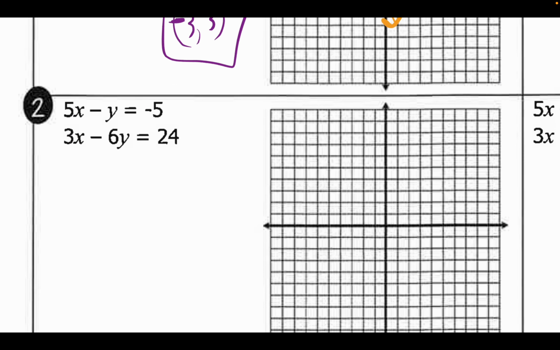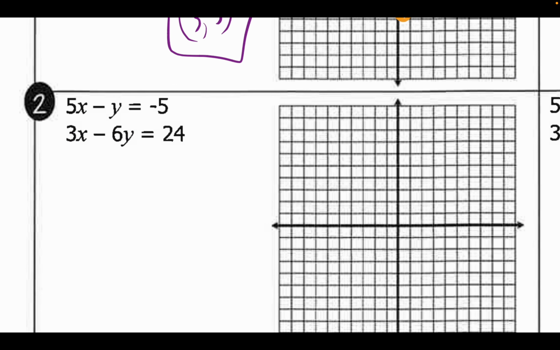Number 2, since we spent all of 6.1 working on trying to get these into slope-intercept form, y equals mx plus b, I'm not going to show the work here on getting them into slope-intercept form. Rather, I'm just going to show the result. So this, when you get it in slope-intercept form, ends up being y equals 5x plus 5, whereas our other one ends up being y equals 1/2 x minus 4.